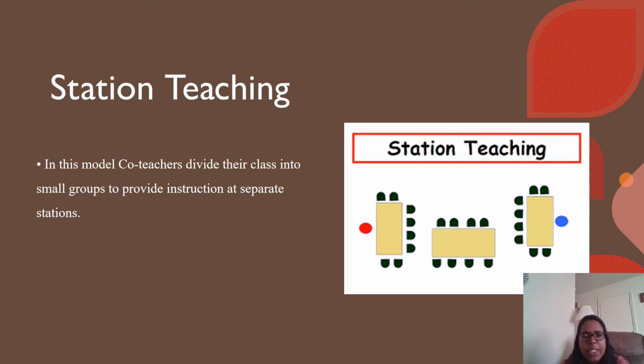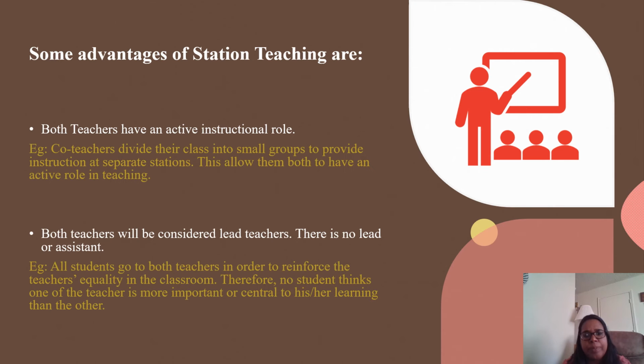Station teaching. In this model, co-teachers divide their class into small groups to provide instruction at separate stations. Some advantages of station teaching are: number 1, both teachers have an active instructional role. For example, co-teachers divide their classroom into small groups to provide instruction at separate stations. This allows them both to have an active role in teaching.